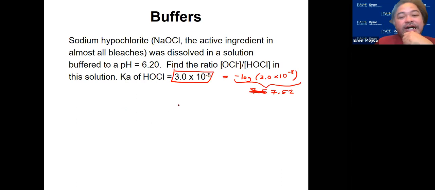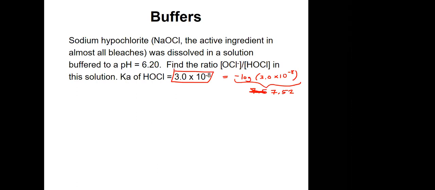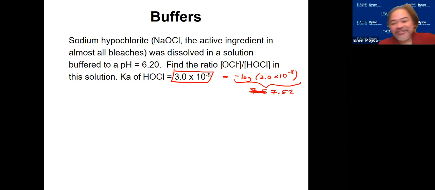Okay, so now we have the 7.52. How are we going to set them up in the Henderson-Hasselbalch equation? We have the pH, we have the pKa. So how are we going to set it up? Angel. Sorry, I was writing down. Can you repeat what you said? So how are we going to set up the values in the Henderson-Hasselbalch equation?